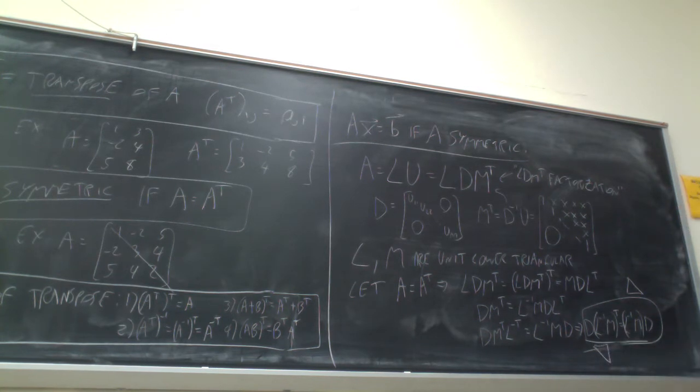If a lower triangular and an upper triangular matrix are equal, what can you say about them? They have to be diagonal. If they're equal, both are lower triangular and both are upper triangular, and a matrix that is both upper and lower triangular is a diagonal matrix. So both are diagonal. Now D is already diagonal. Therefore, L inverse M is diagonal.